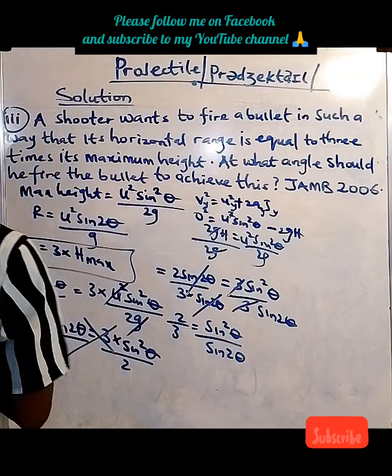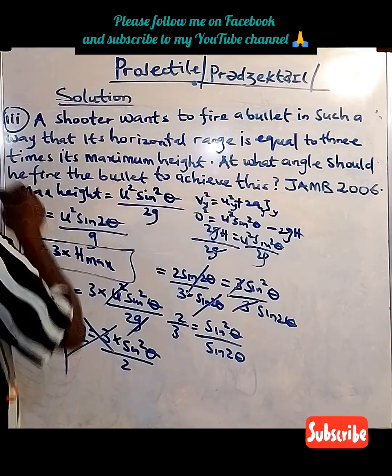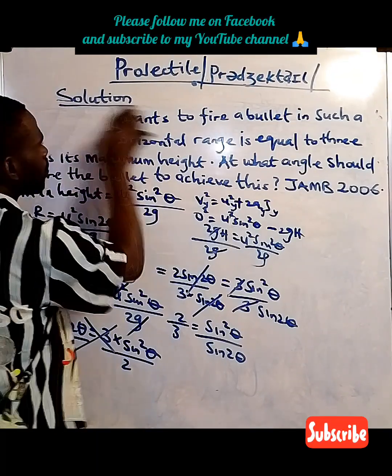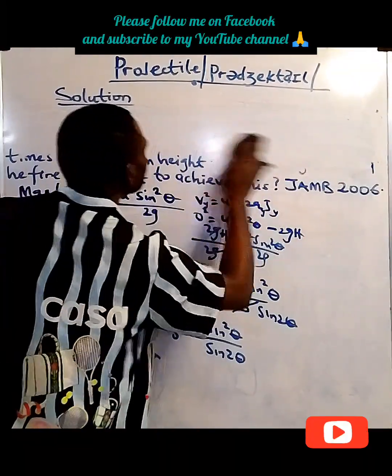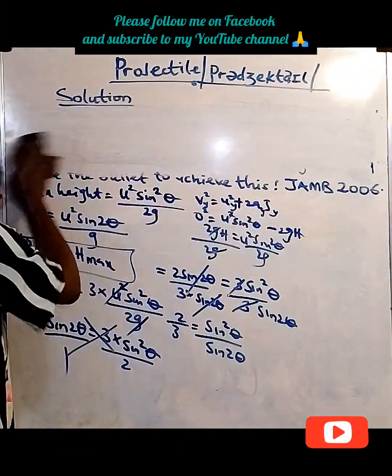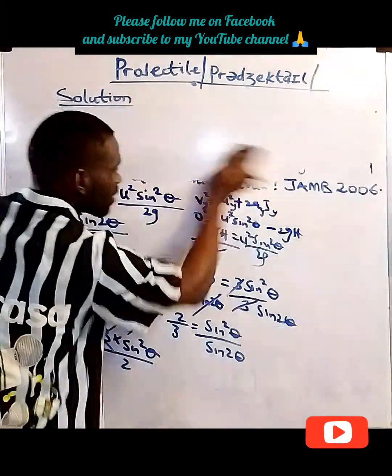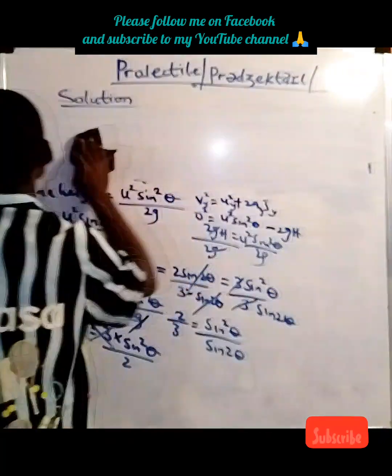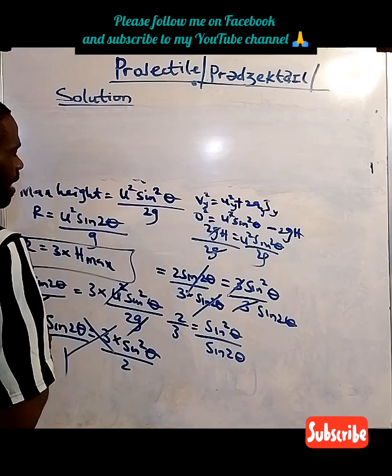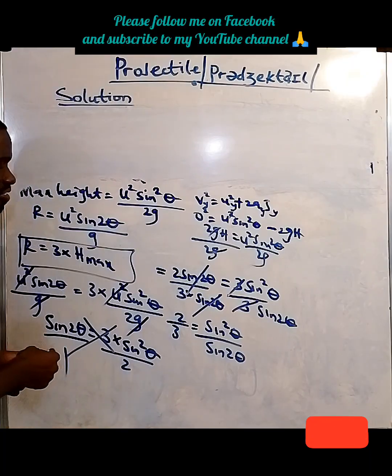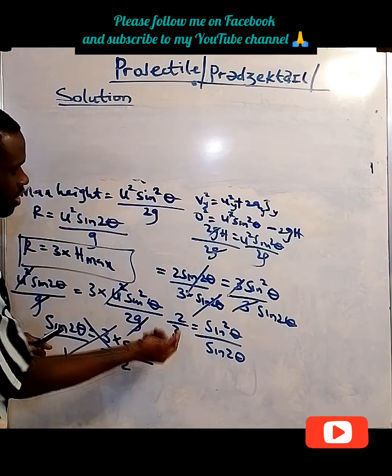So we're very close. We've almost gotten what we want. Don't forget, we are asked to get the angle at which the shooter will shoot to achieve what we have right on the board. What angle will it shoot? The shooter wants a situation whereby the range will be 3 times the maximum height. So let's try to see the angle at which the shooter will shoot.